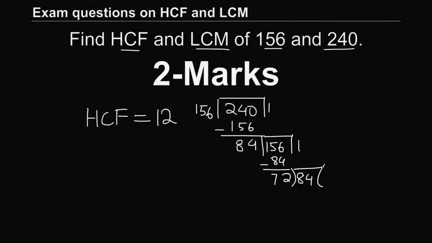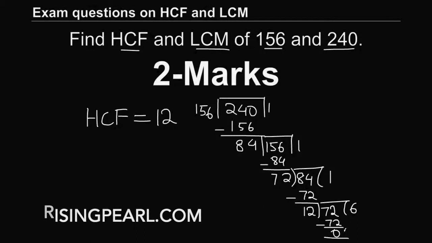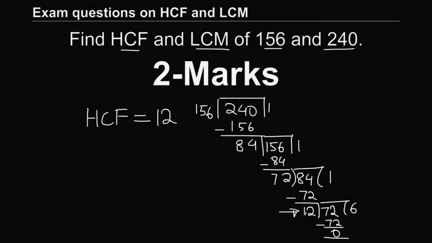This is just a straightforward way of doing Euclid's division lemma. So here we will do 72 ones are 72, and the remainder will be 12. And now 12 is the new divisor, and 12 6s are 72. So we know that when the remainder is 0, at that point, whatever the divisor is, that is our HCF. This is how we solve Euclid's division lemma. Use that to find the HCF. So now we know the HCF is 12.